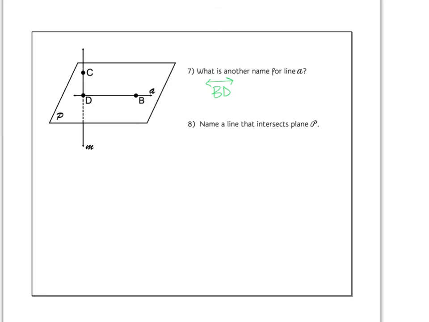Number 8, name a line that intersects plane P. All right, so we're looking for a line that comes down and goes through the plane, intersects it. So see right here, line M, it's going to come down, and right here at D, it's going to hit the plane. And then it's going to go underneath. We're not going to see it for a while. That's why it's dotted. And then it's going to come out the bottom. So a line that intersects the plane could be M. M is going to hit the plane in 1 point. We could also call that line CD.